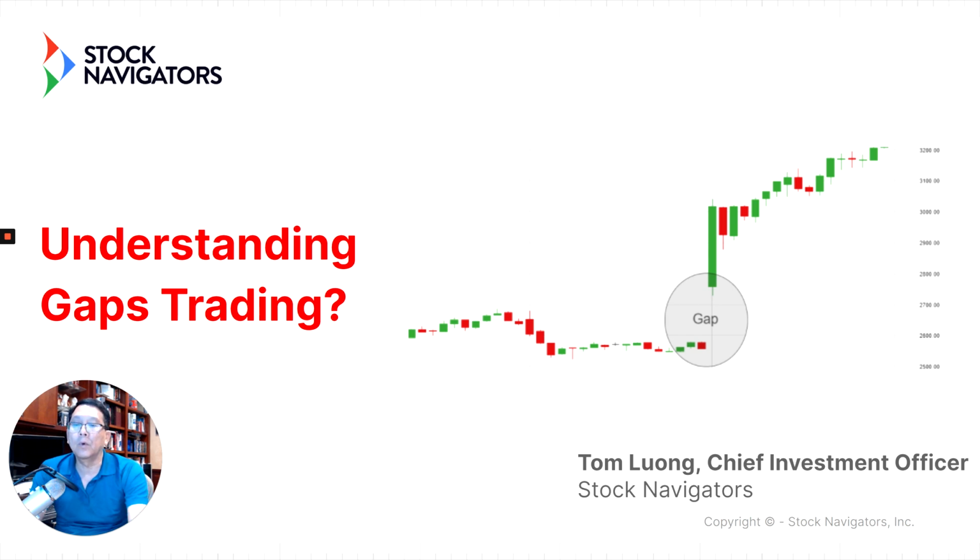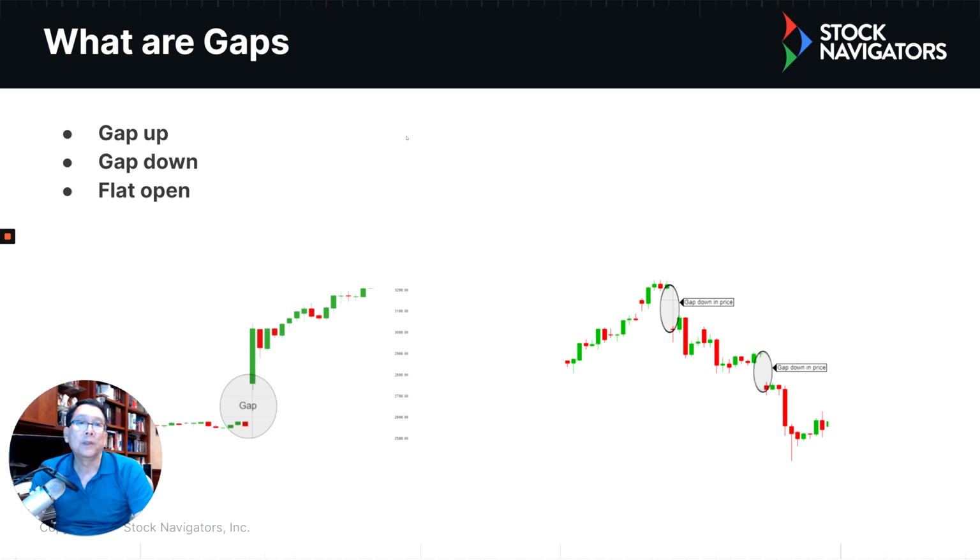So, what are gaps? Okay, I'm going to show you. As you know, there are three ways the price of a stock can open for trading relative to the prior closing price. It can open higher, lower, or at the same price.